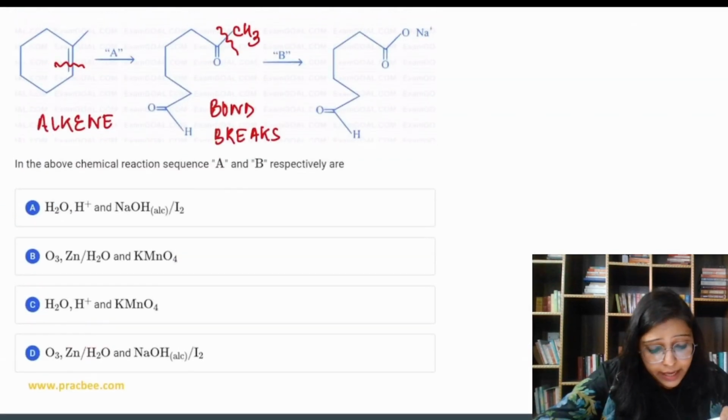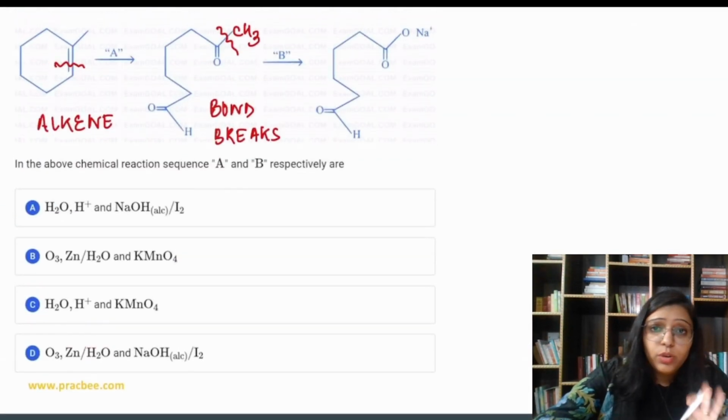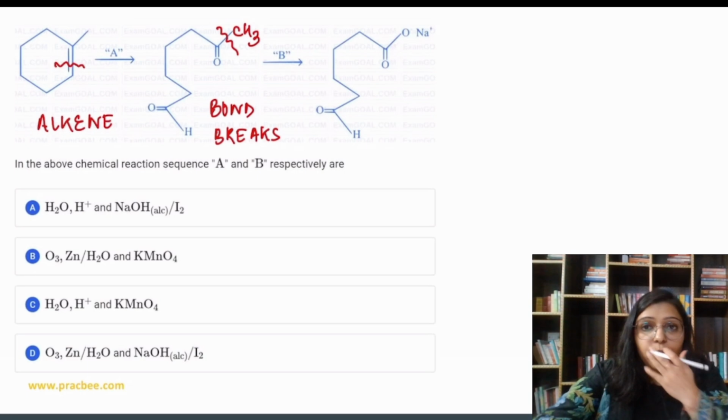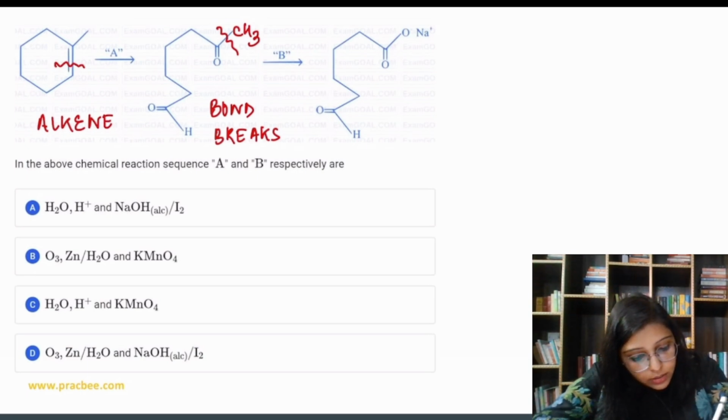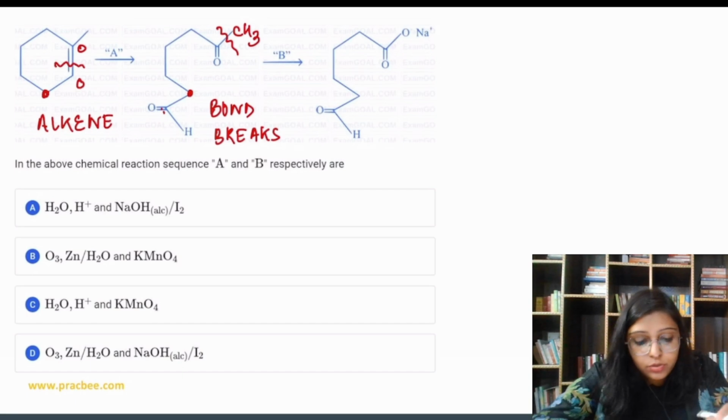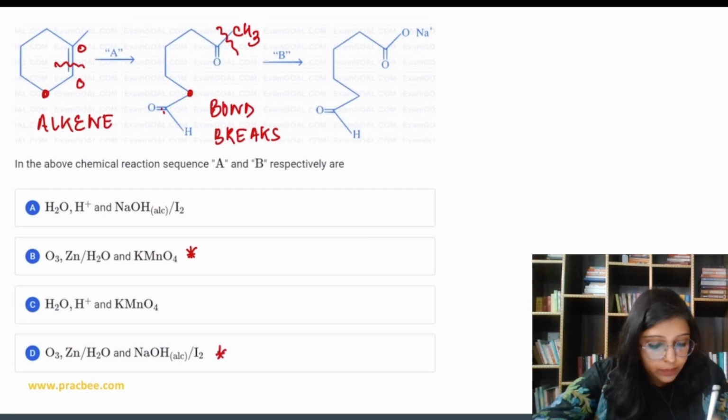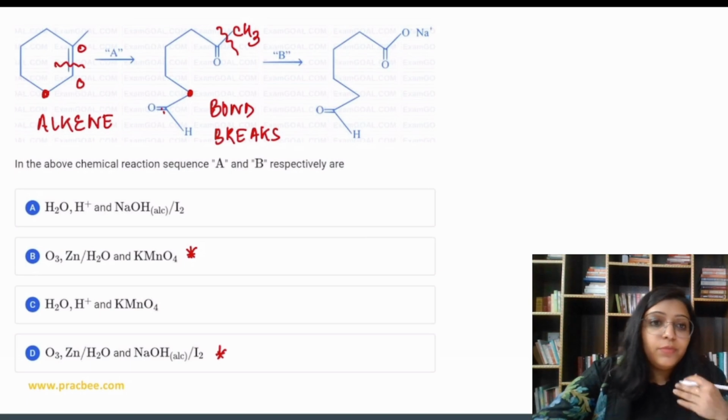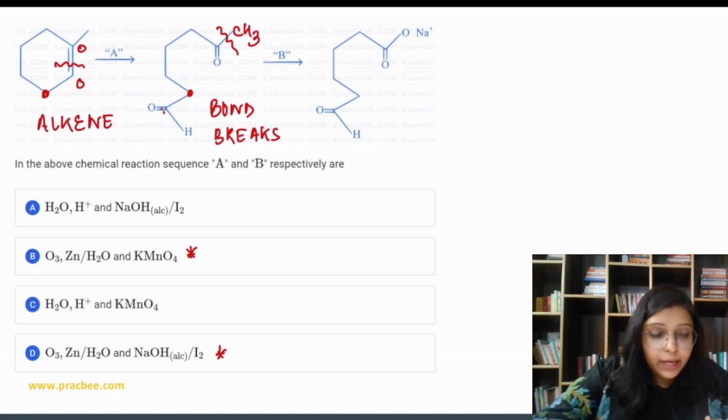So the point is that here ozonolysis happens. In ozonolysis the bond breaks, and here we have oxygen, and here we have oxygen. See, this carbon is this carbon. So here we have double bond H. Oxygen, oxygen, so ozonolysis happens. Now, ozonolysis we have in option number 2, or option D. Fine. Option 2 is going to be the correct answer.